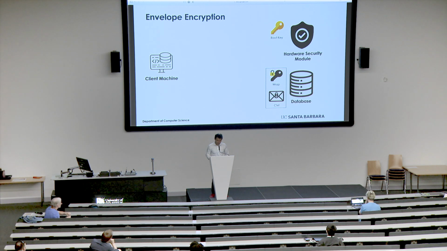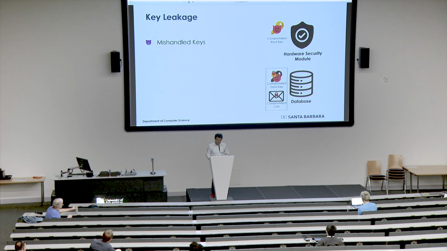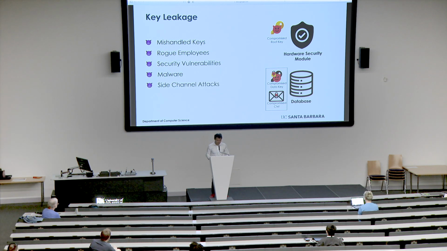To retrieve the data, the reverse operations can be performed. A client machine can download the wrap and ciphertext, communicate with the hardware security module to decrypt the wrap, and finally, decrypt the ciphertext with the data key. Unfortunately, cryptographic keys are vulnerable to key leakage in several ways. For instance, keys may be mishandled and inadvertently leaked, rogue employees may steal cryptographic data, buggy code may have vulnerabilities, malware can steal cryptographic keys, and more.